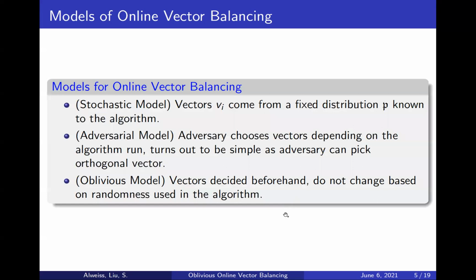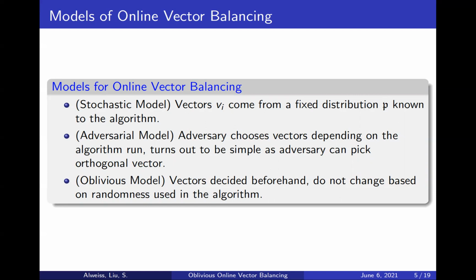There turns out to be numerous different models for online vector balancing. The easiest model to understand is the stochastic model. So here vectors vi come from some fixed distribution p, and this distribution p is known to the algorithm beforehand. So in some sense, even though you don't know your particular vector, you know your vectors are coming at random from some fixed distribution. The hardest possible model is the adversarial model. So after you've made your choice for the ith vector, the adversary then looks at where you are and then feeds you a vector accordingly.